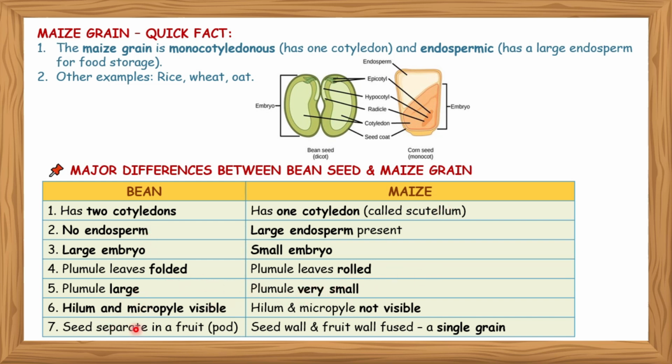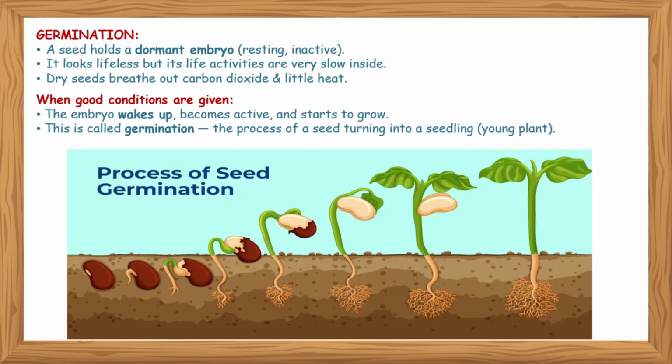In beans, hilum and micropyle are visible. In maize, hilum and micropyle are not visible. In beans, seeds are separate in a fruit or pod. In maize, the seed wall and fruit wall are fused. A single grain structure is formed.